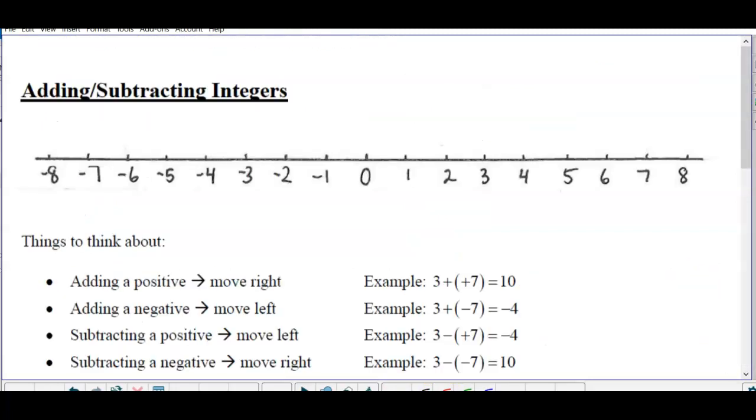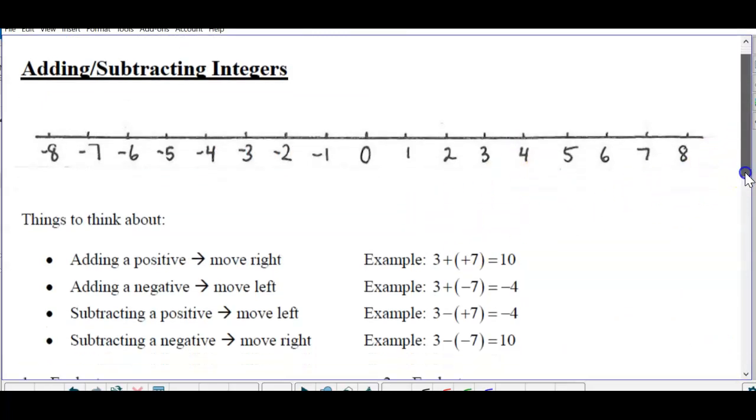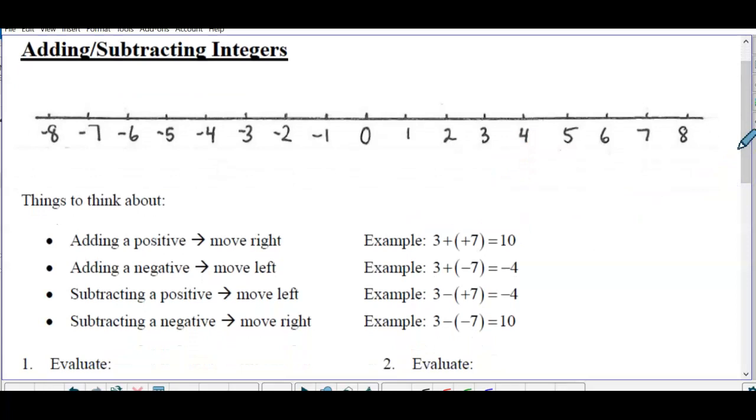Okay, next, adding and subtracting. So same number line, and this is what you want to think about. Students get mixed up a lot of times. So if you're adding a positive, okay, here's an example, 3 plus +7. If you're adding a positive, that single operation is adding. You're moving right on your number line. So 3 plus 7 would get you to +10.